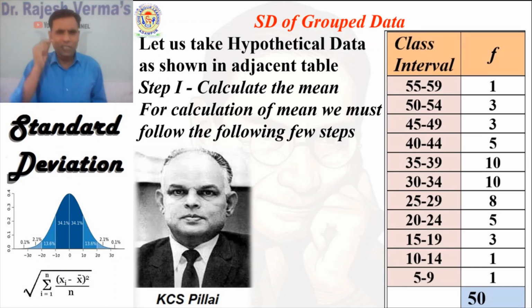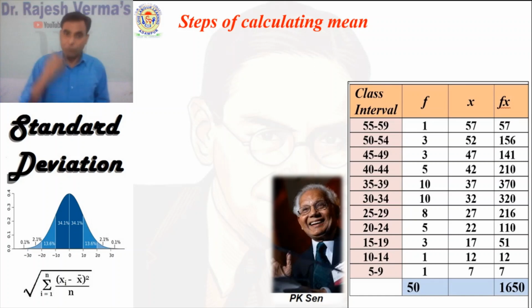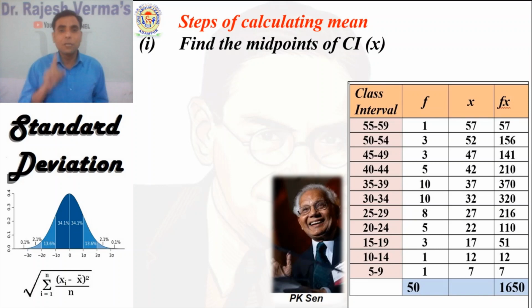First your job is to sum up your frequencies. Add up your frequencies and find the total number of frequencies. In our case it is 50. Now, the steps of calculating the mean. Find the midpoint of each class interval, which we designate as x. How to calculate the midpoint? Add both ends of the class interval: 5 plus 9 is 14, divided by 2 it is 7; 10 plus 14 is 24, divided by 2 is 12.